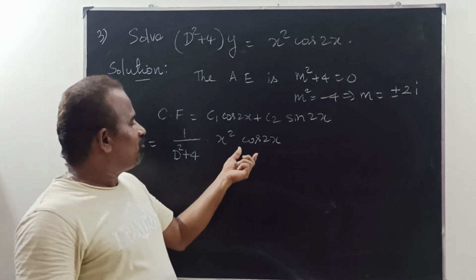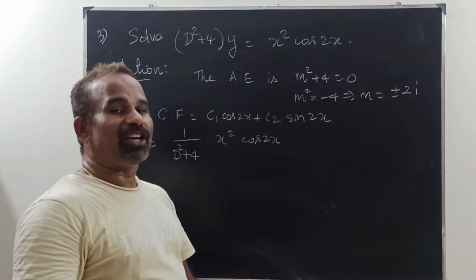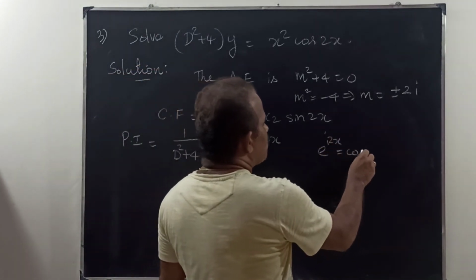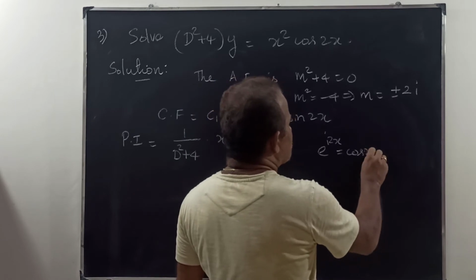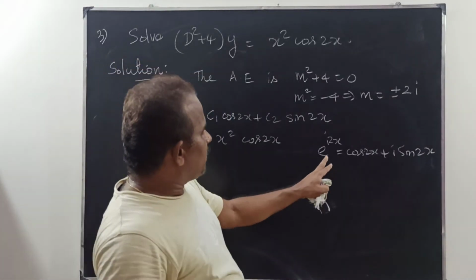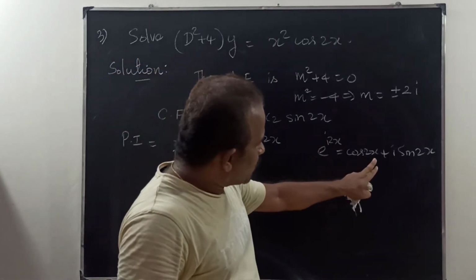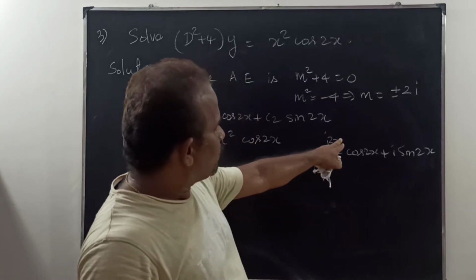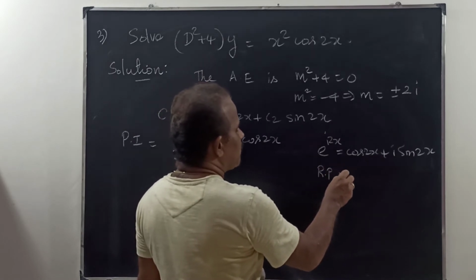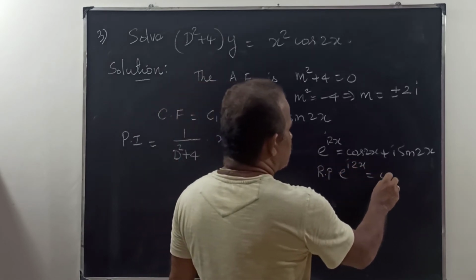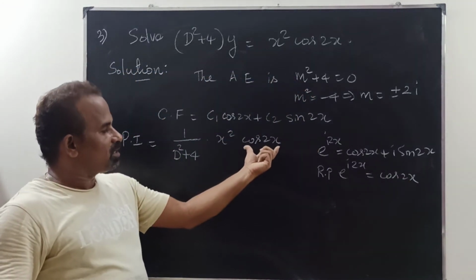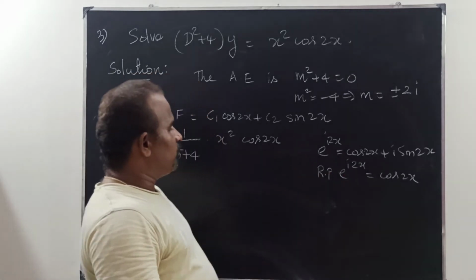So therefore I am going to convert this cos 2x in the form of exponential. So therefore e power i2x is equal to cos 2x plus i sin 2x. The real part of e power i2x is equal to cos 2x. The imaginary part of e power i2x is equal to sin 2x. Now I am going to take this cos 2x, and instead of cos 2x, I am going to write the real part of e power i2x.